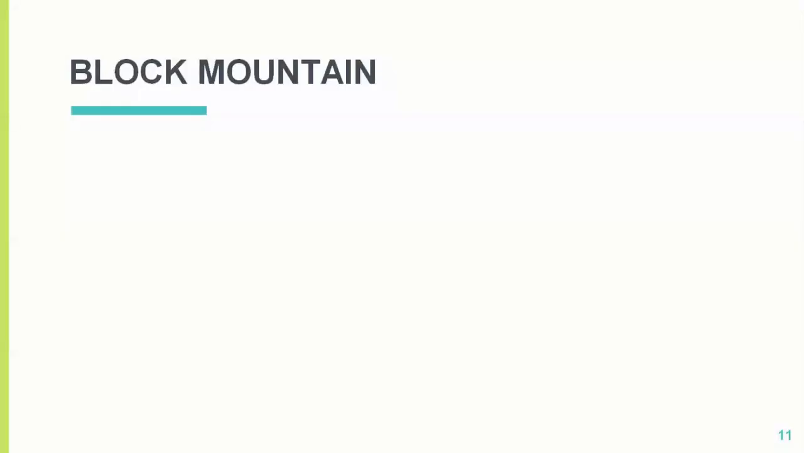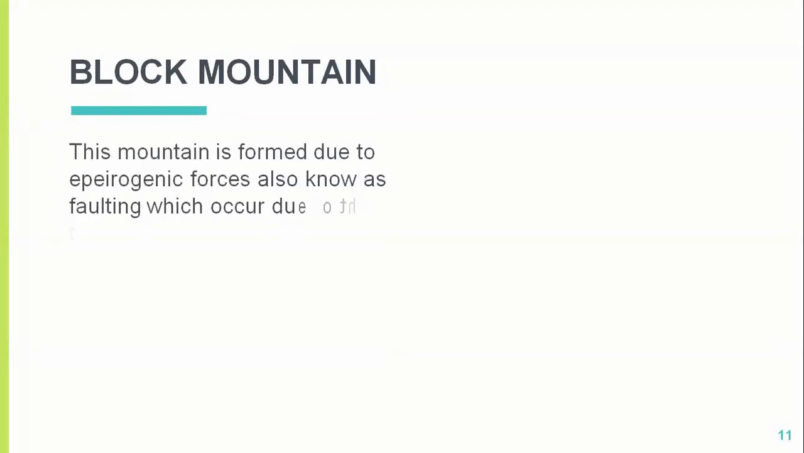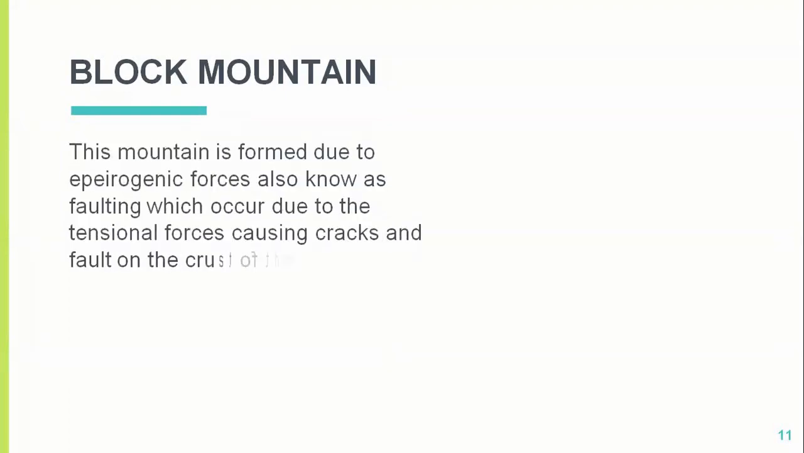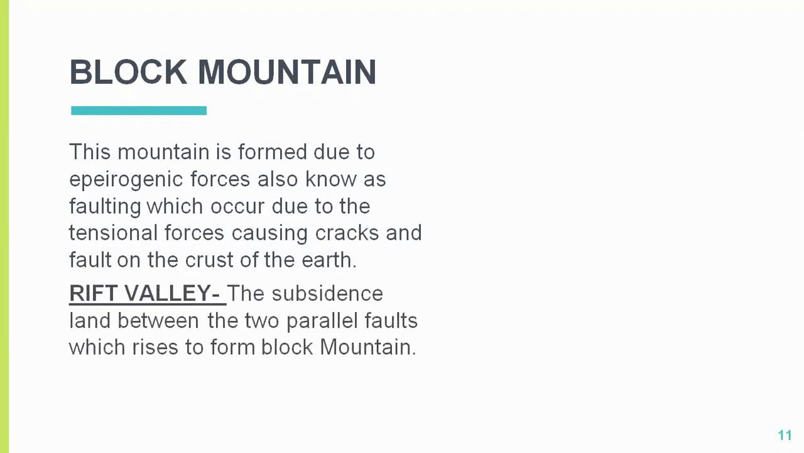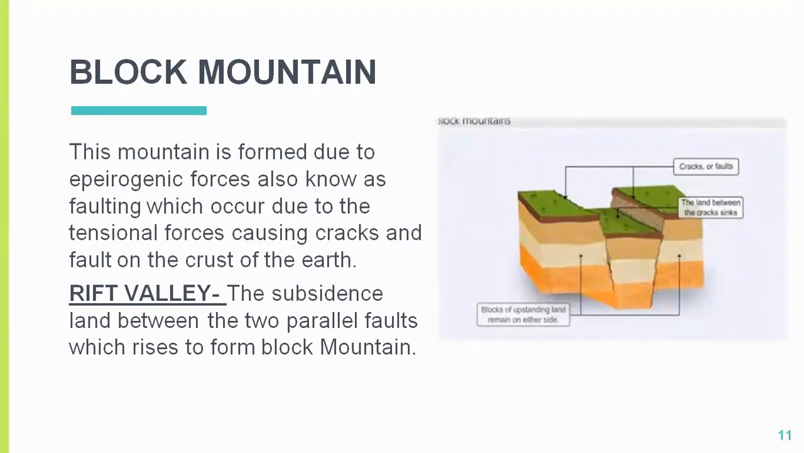Another type of mountain is the block mountain. This mountain is formed due to endogenic forces. When tensional force causes cracks along the fault line of the earth, it causes the formation of block mountains. Rift valley. The rift valley lies in between two block mountains, meaning the subsided land between the two parallel faults which rise to form block mountains. The image will give you a clear view of how the block mountain is.